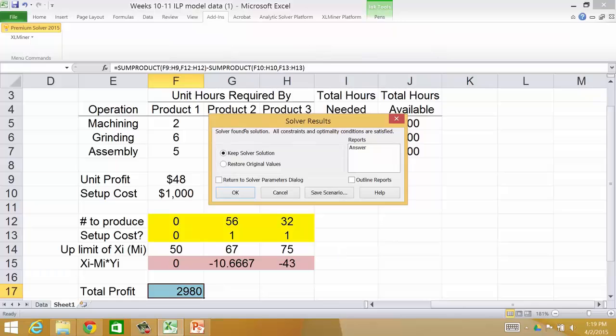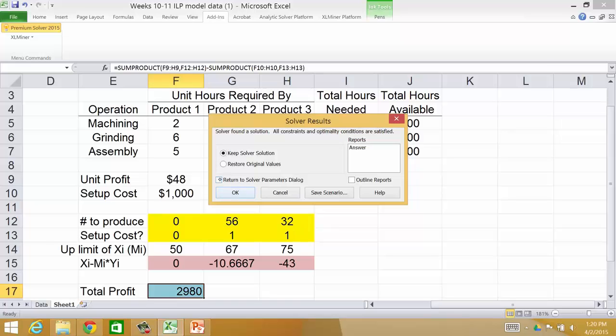Okay, solver found a solution. All constraints and optimality conditions are satisfied. I don't know if you guys still remember, we did talk about this message last time. Okay, I got this message.